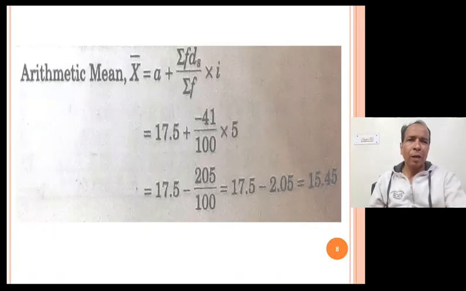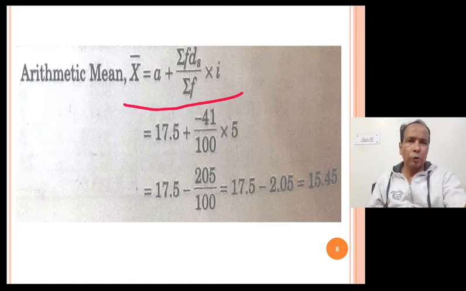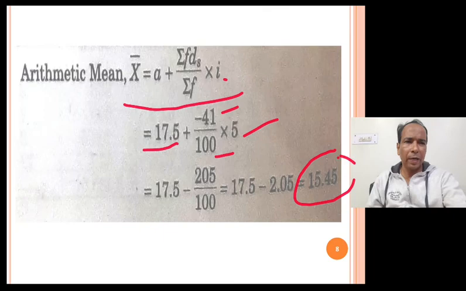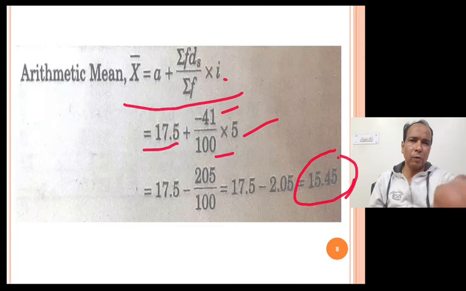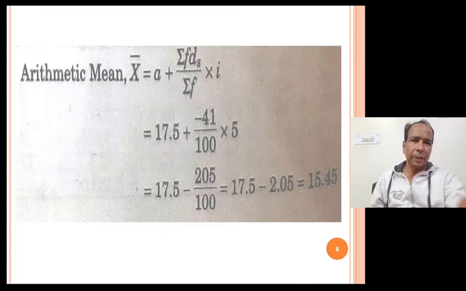Let's see further. Putting in the formula, the shortcut step deviation method: x bar is equal to a plus sigma f ds upon sigma f, into i, the interval. You put in all these values. You assumed a to be 17.5. You found sigma f ds to be minus 45, sigma f to be 100, i is 5. So you calculated and found 15.5 as the value. So this is how you can use the step deviation method for calculating the arithmetic mean, right?